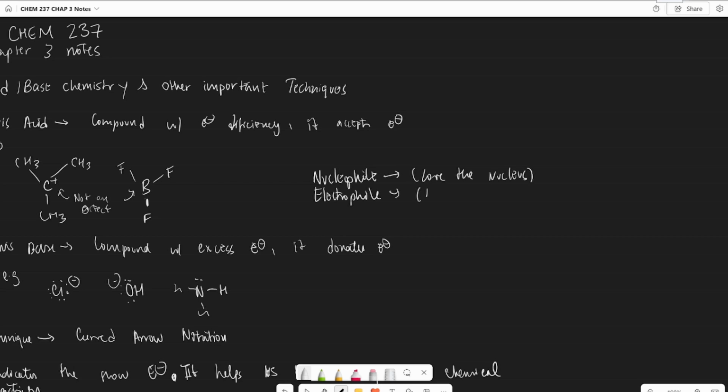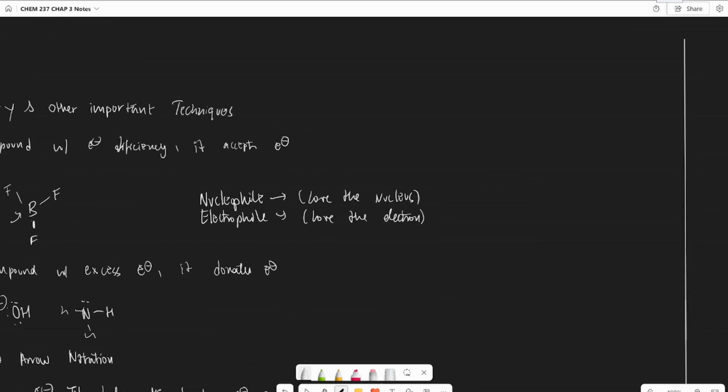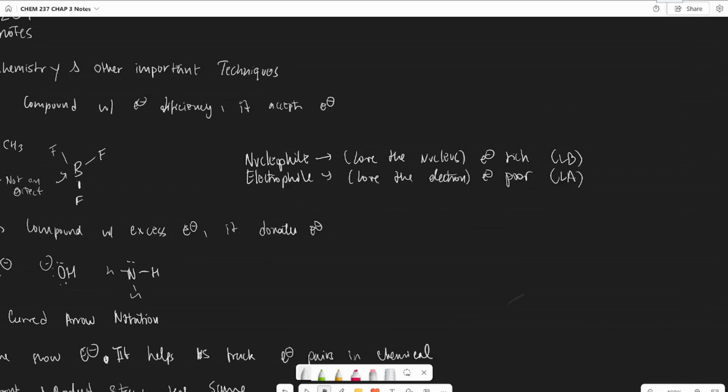If you're an electrophile, you love the electron. So if you love the nucleus, you probably have to have a negative charge, because the nucleus is a positive charge and opposites attract. So you are electron rich, a Lewis base. If you love electrons, that means you have to have a positive charge. That means you're electron poor and you're a Lewis acid.